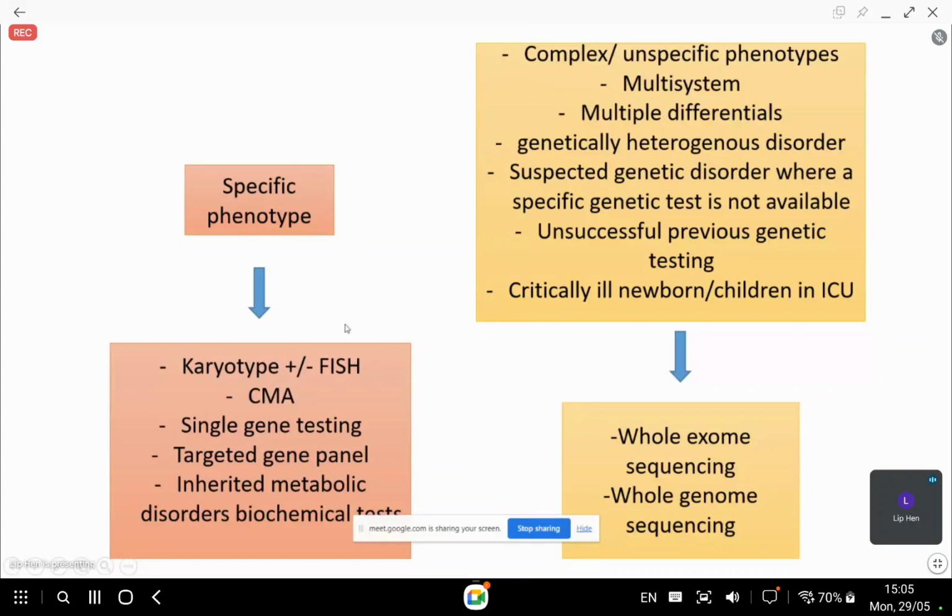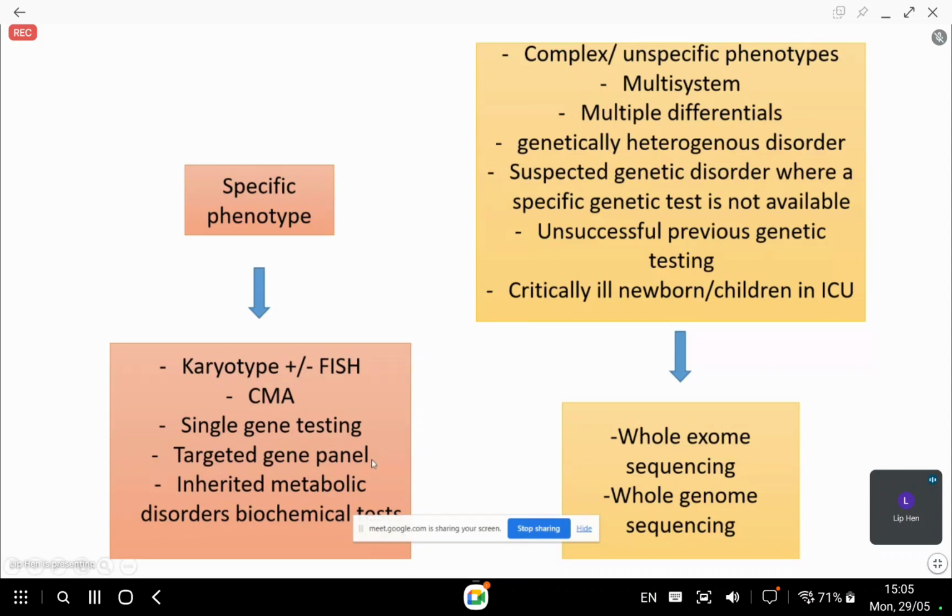So for example, if you suspect this child has Down syndrome, or you suspect this child has a microdeletion like DiGeorge syndrome, then you may want to request a karyotype or FISH test. If you suspect some microdeletion or microduplication syndrome, then chromosome microarray is needed to look for those micro changes. If you suspect this child to have a single gene disorder, such as Prader-Willi syndrome, or Angelman, or spinal muscular atrophy, then you may want to order single gene testing, which is available at IMR.